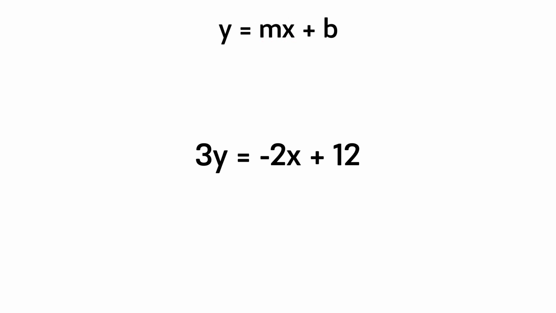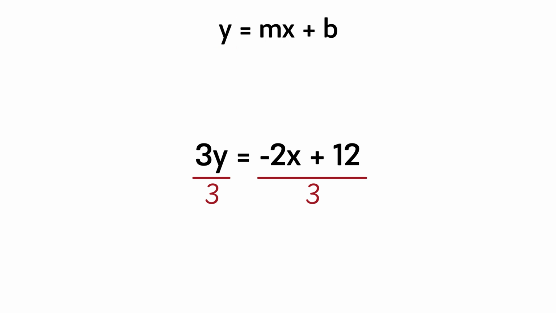However, there is one more step. Slope-intercept form says y equals mx plus b, not 3y equals mx plus b. This means we need y without a number attached on the left side of the equation. Therefore, we can do a step similar to what we normally do when solving equations. We can divide by 3 on both sides.